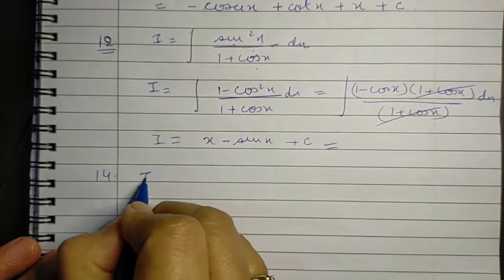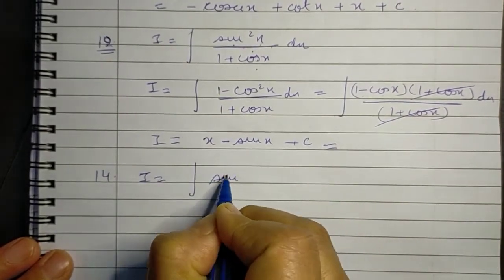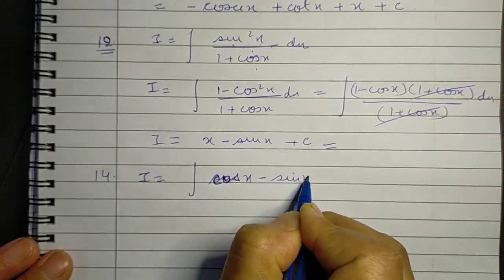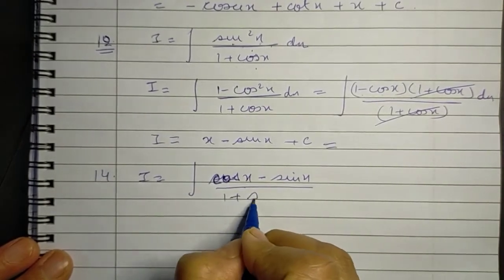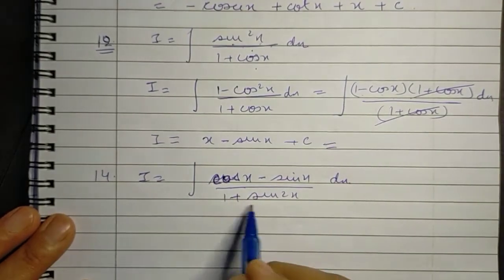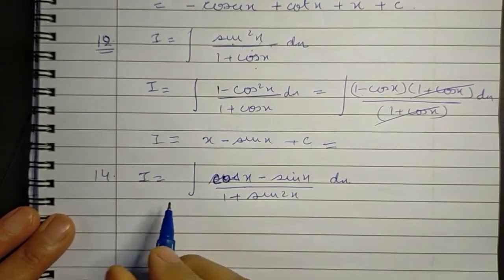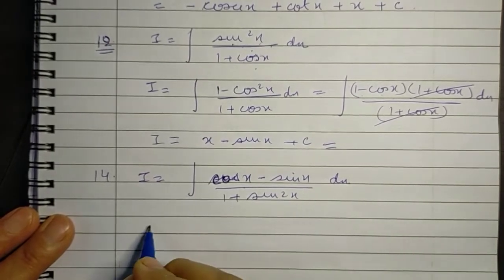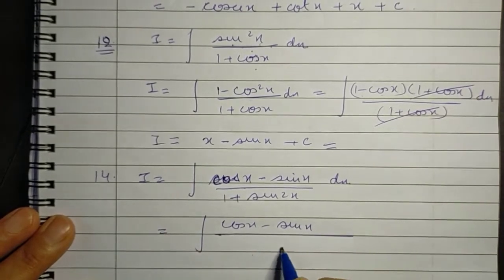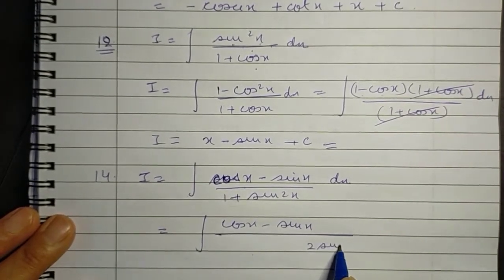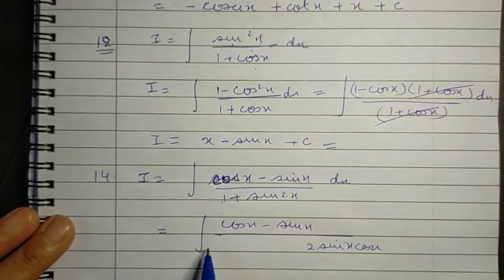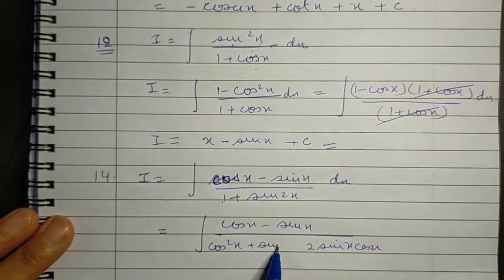Now we come to another question, and a very important one, that is question number 14. Question number 14 says cos x minus sin x, whole upon 1 plus sin 2x into dx. Now here what we do is, instead of sin 2x we can write 2 sin x cos x. Again there is a 1 here, so we can write it as cos squared x plus sin squared x plus this.